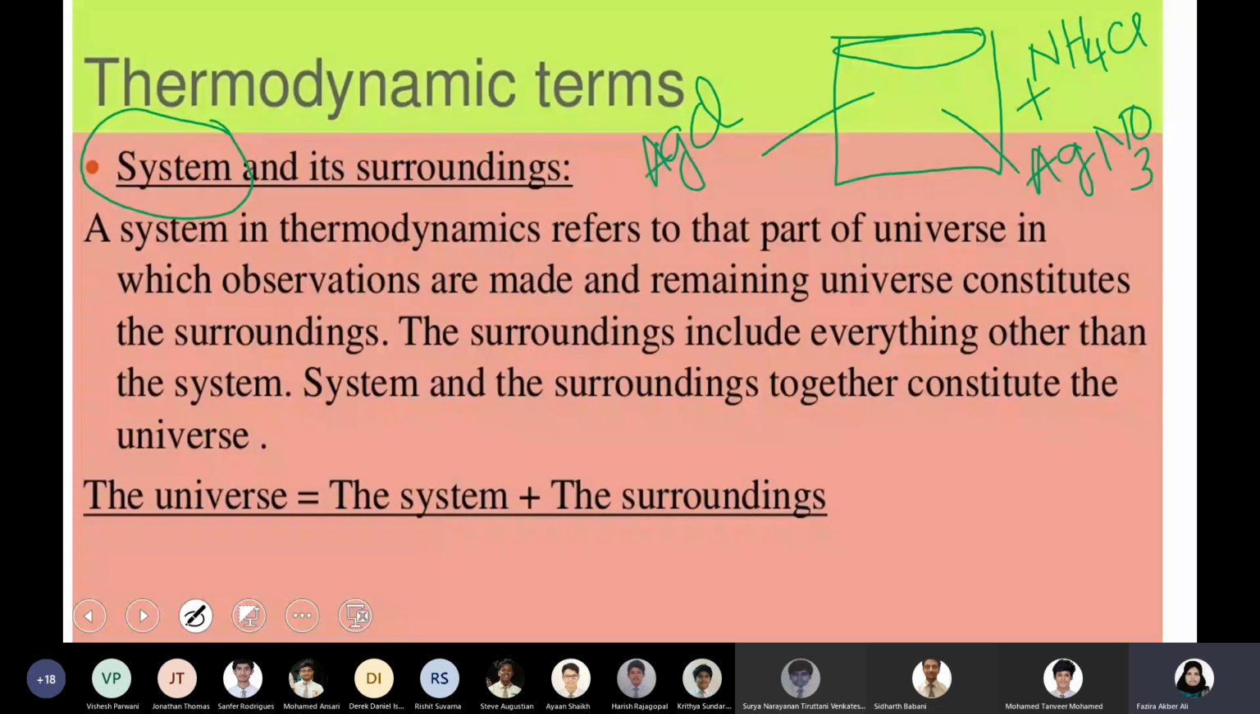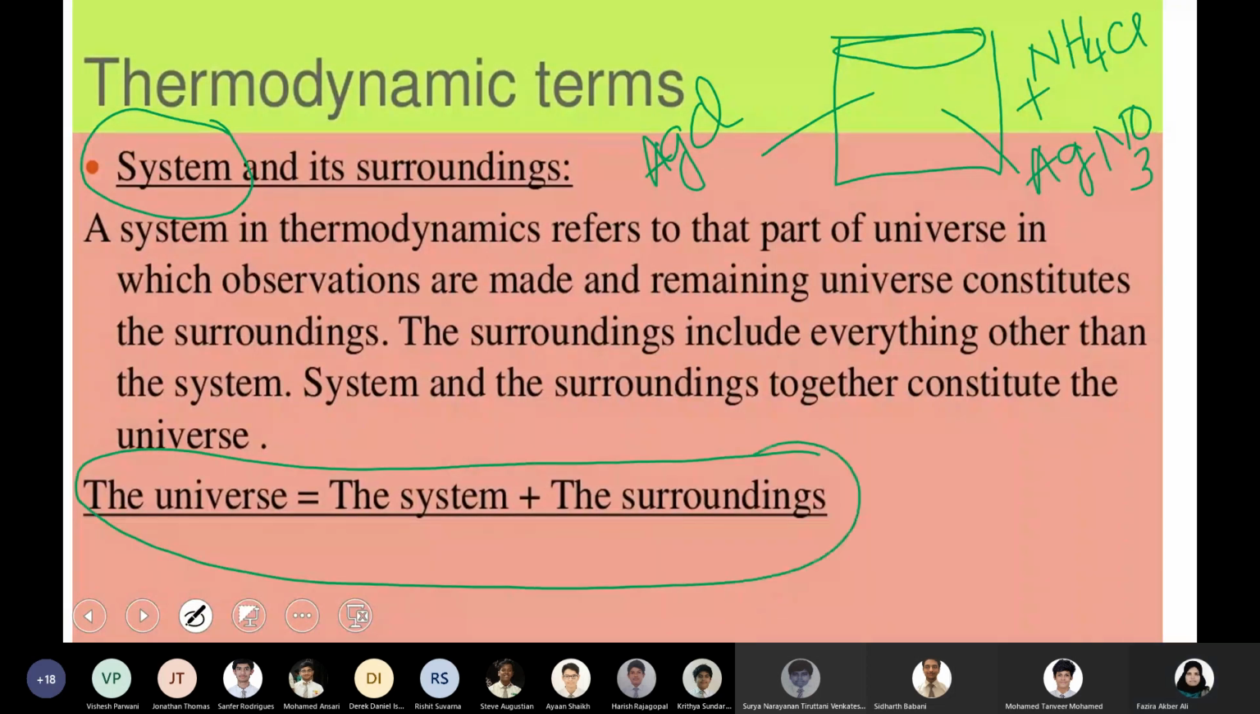So the part of the universe where you are doing the investigation or making your observation is known as system, and everything else, outside the beaker, is known by the term surroundings. So system plus surroundings is the universe. So system in thermodynamics refers to that part of the universe in which observations are made or you're doing an investigation. That part of the universe is known as system, and the remaining everything comes under surroundings.